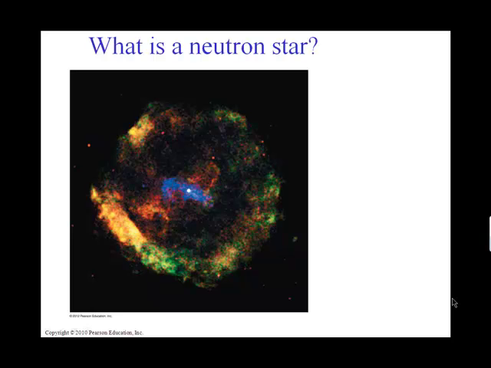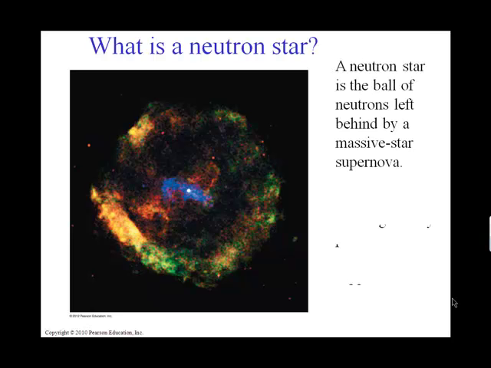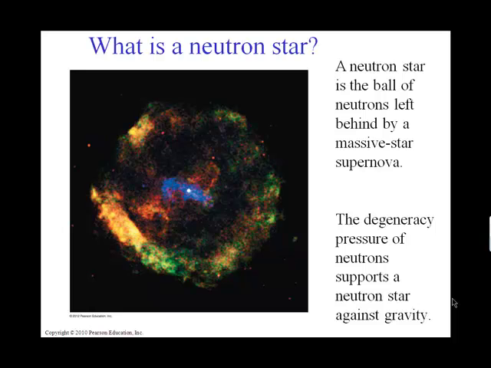So let's look a little bit more closely at what a neutron star is. We said now we know there's two types of supernova explosions, and a neutron star is one of two possibilities after what we call a supernova type 2 explosion, where a massive star ends its life. You might get a neutron star.